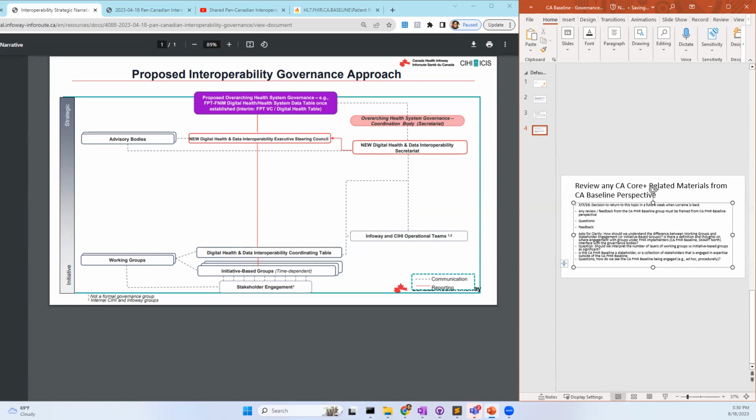Are there any other questions or items for feedback? Actually, you know what? I want to probe that last piece procedurally. Let's say that the specifications produced through the initiatives meet the requirements coming out of the CA FHIR baseline and would continue to meet those requirements. How do we see the baseline being engaged procedurally, continuously, once that bar is met and upheld?